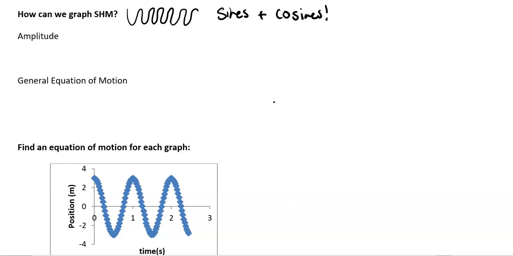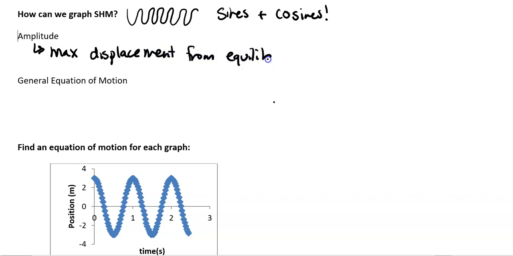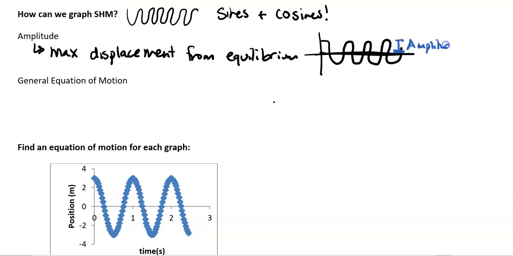A couple general definitions. What is the amplitude? That is going to be the max displacement from equilibrium. Let's say we have a graph with something oscillating back and forth. Equilibrium is essentially like the x-axis. The amplitude is the distance from equilibrium. So it is not the distance from the crest to the trough, it is half that distance, the distance from equilibrium.